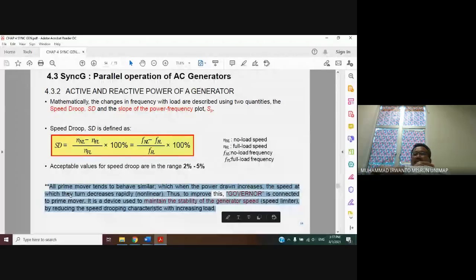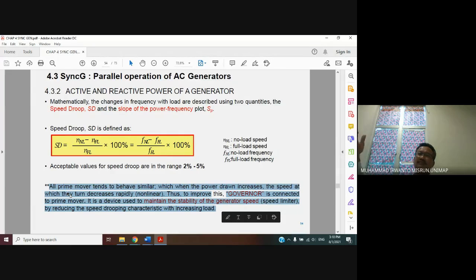Meaning, if the speed is reduced, the valve opens more. So water, steam, or gas will flow more and strike the turbine, and the speed of the turbine will increase. So the speed of the prime mover will also increase, and the rotor of the generator moves faster. The movement of the rotor of the generator depends on the load, which is connected to the stator of the generator.